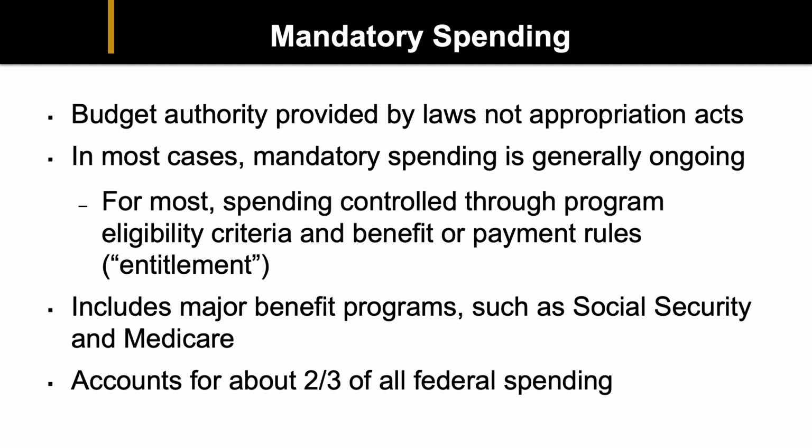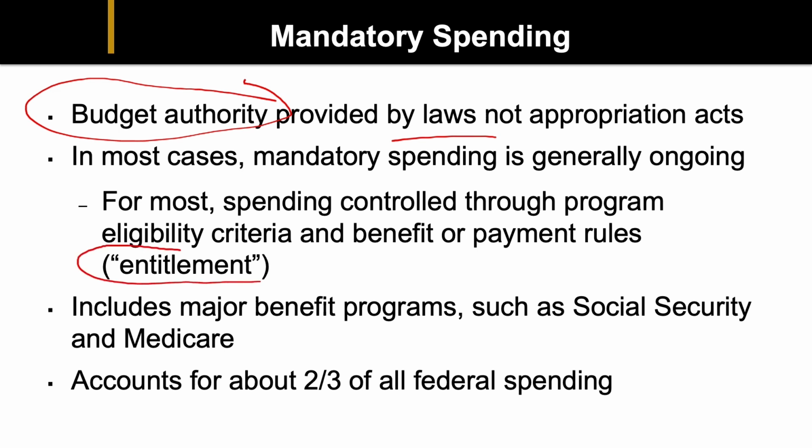So let's talk about mandatory spending. Mandatory spending is budget authority that's provided by laws but not provided by appropriation acts. It's going to be important to remember that there's a difference between appropriations acts and other acts of Congress. In most cases, mandatory spending is generally ongoing. So spending is controlled through program eligibility criteria and benefit or payment rules. Sometimes these are called entitlements. The major benefit programs are things like Social Security, Medicare, etc.